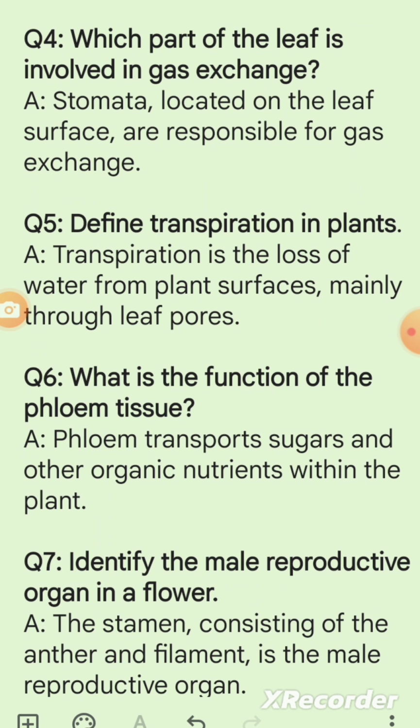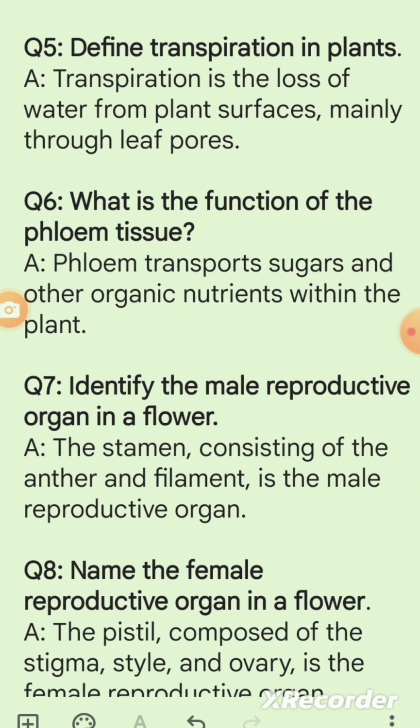Q5. Define transpiration in plants. A. Transpiration is the loss of water from plant surfaces, mainly through leaf pores. Q6. What is the function of the phloem tissue? A. Phloem transports sugars and other organic nutrients within the plant.